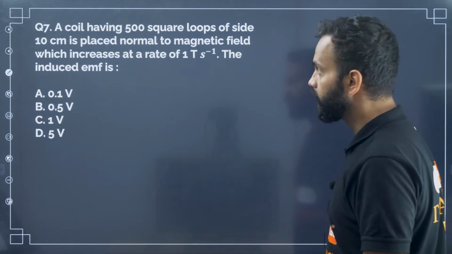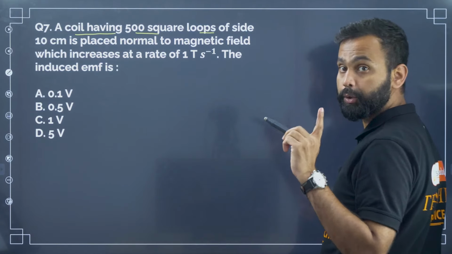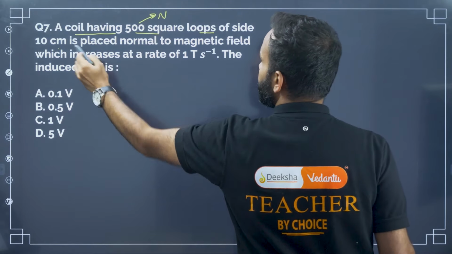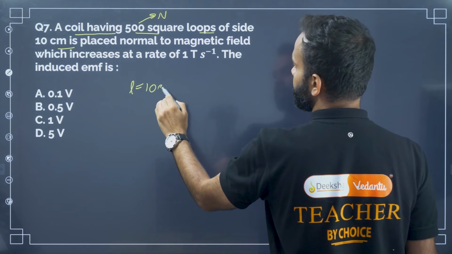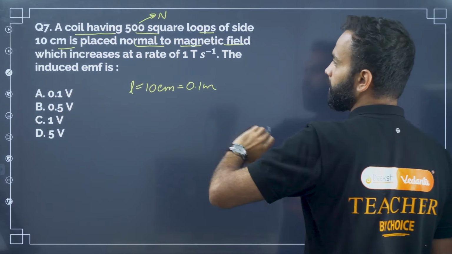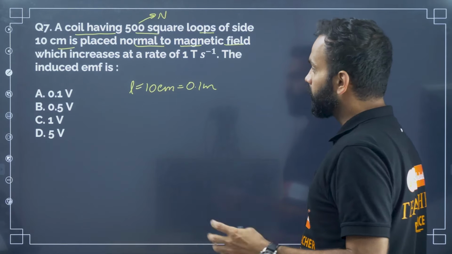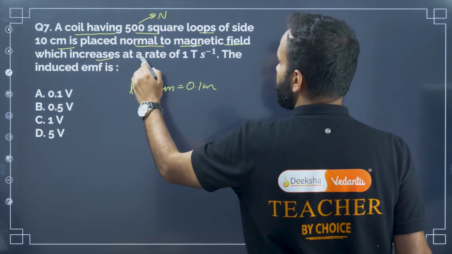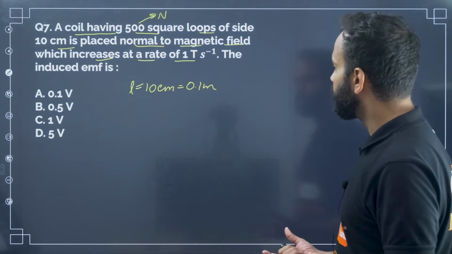Next question. Question number 7. A coil having 500 square loops, N is equal to 500, of side 10 centimeter, L equal to 10 centimeter, that is 0.1 meter, is placed normal to the magnetic field. That is, the plane of the coil is normal to the magnetic field, which increases at the rate of 1 Tesla per second.